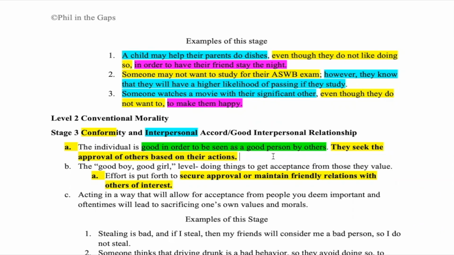Obedience and punishment orientation is where I would be obedient to a group of individuals to avoid being punished. Individualism in exchange, I would listen to what a group of individuals would have to say, but they are going to be giving me something in exchange for my ability to listen to what they have to say. Conformity and interpersonal accord is I'm going to listen to what a group of people say in order for them to accept me based on me doing what they told me to do.